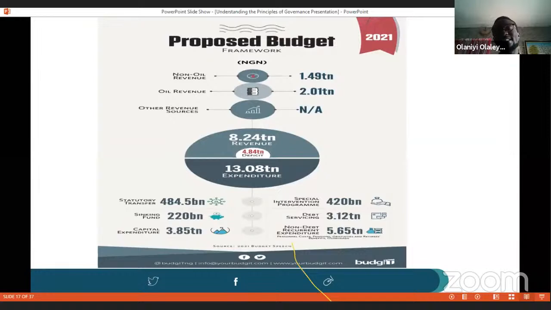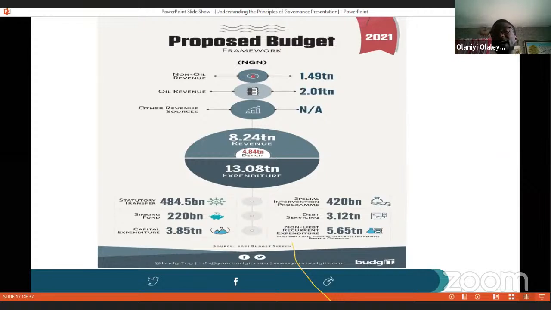So what are the agencies under this statutory transfer? The agencies under the statutory transfer are INEC. The last speaker was talking about INEC, where they get their money from. So INEC, that you were taught about in the last session, gets its money from statutory transfer. The National Assembly, their money comes from statutory transfer. National Judicial Council, Niger Delta Development Commission, Northeast Development Commission, their money comes from statutory transfer.